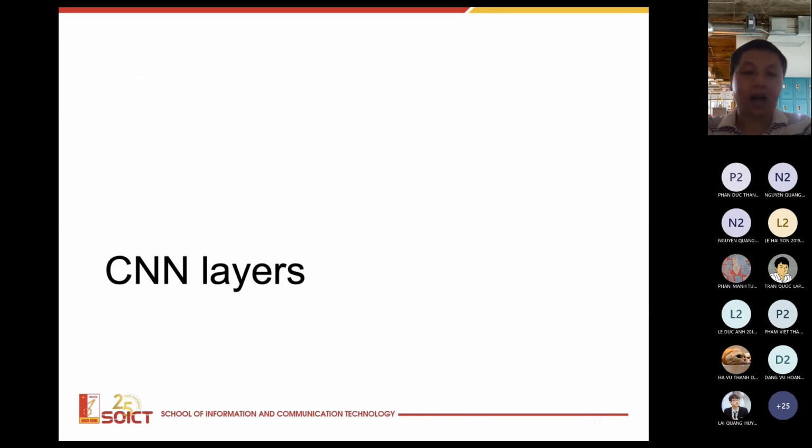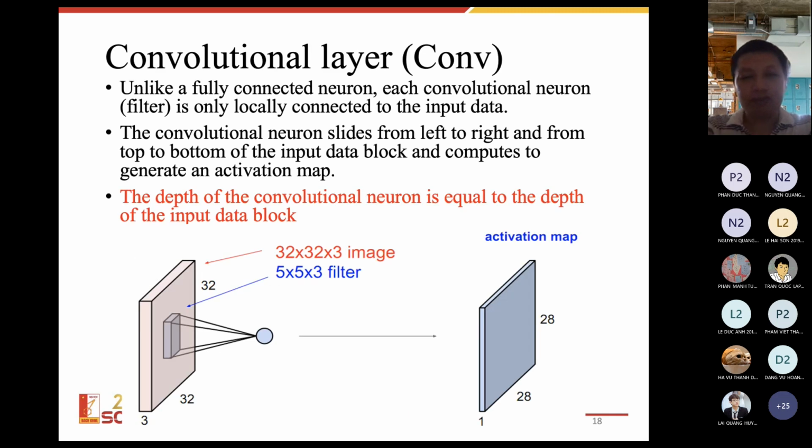Here we discuss different types of CNN layers. Okay, so first, the convolutional layer, right? We usually write conv as an abbreviation. And unlike a fully connected neuron, a convolutional neuron, or filter as it's also called, is only locally connected to the input, right? At this point in time, it is only locally connected to the input data at this region.